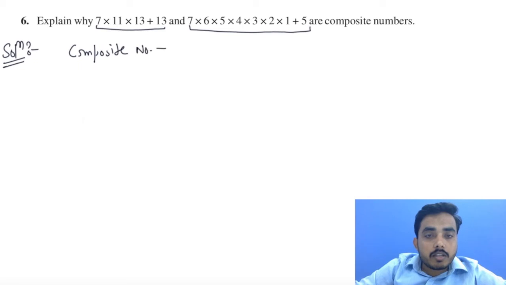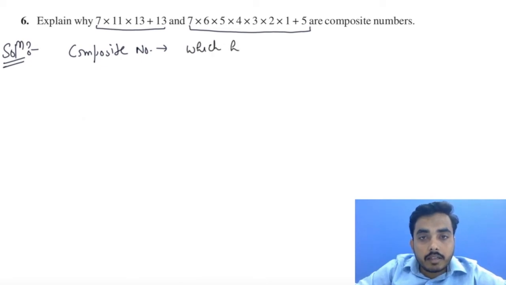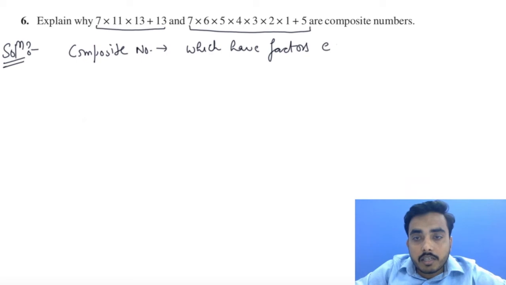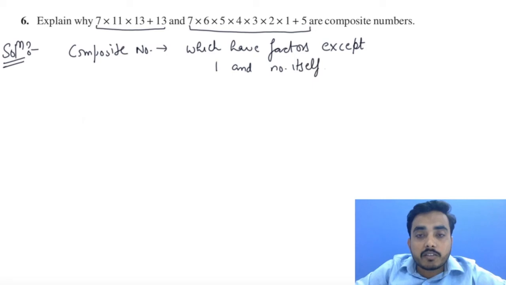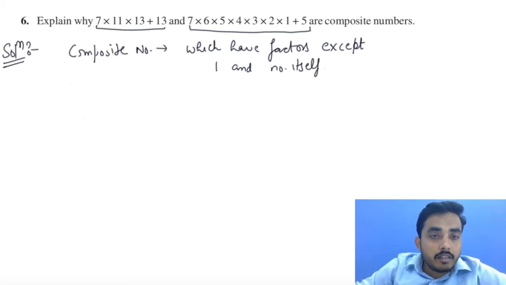Composite numbers are the whole numbers which have factors except 1 and the number itself, those that have more factors other than 1 and the number itself. So let's check whether this number has factors other than 1 and itself. Do they have any more factors? Yes.